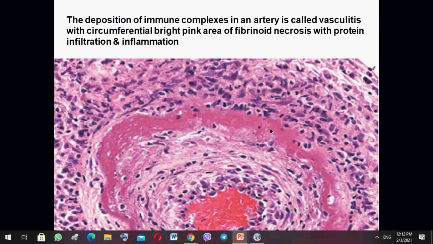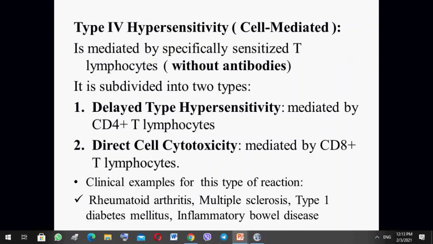The cause of vasculitis in most conditions is immune mediated by type 3 hypersensitivity reaction, and we also have another type of vasculitis which is caused by infections. But most of them are immune mediated reactions, which include immune complex deposition in the wall of the blood vessels and triggering of inflammation and then necrosis, which is usually of fibrinoid type. So this is an example of type 3 hypersensitivity reaction.